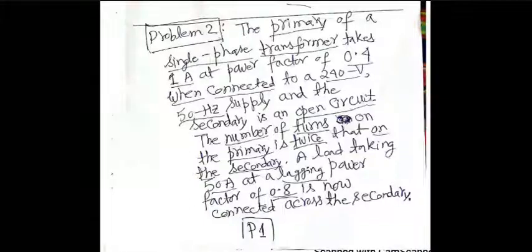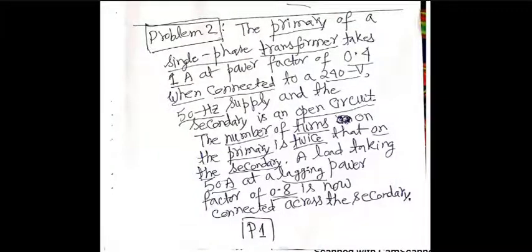A load taking 50 ampere at a lagging power factor of 0.8 is now connected across the secondary. This is the second part. Now the first part is done. Now we connect a load on the secondary, and the load power factor is 0.8 lagging.